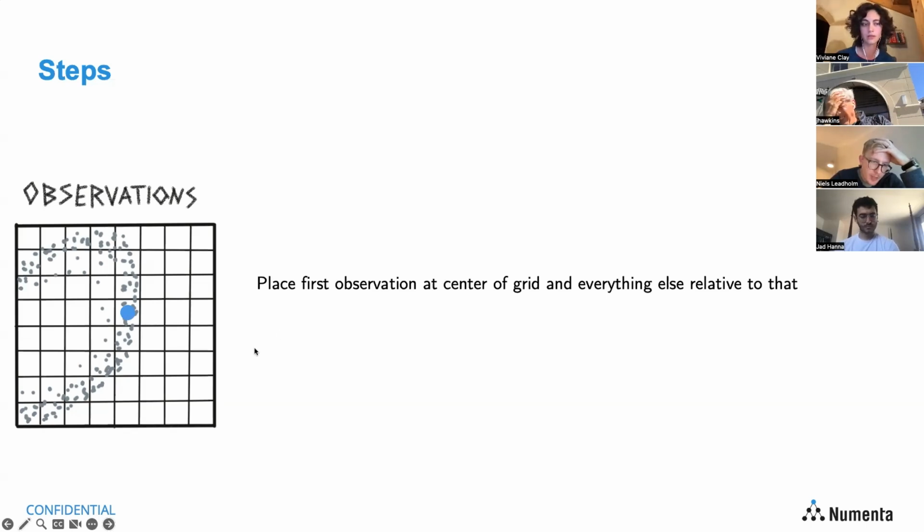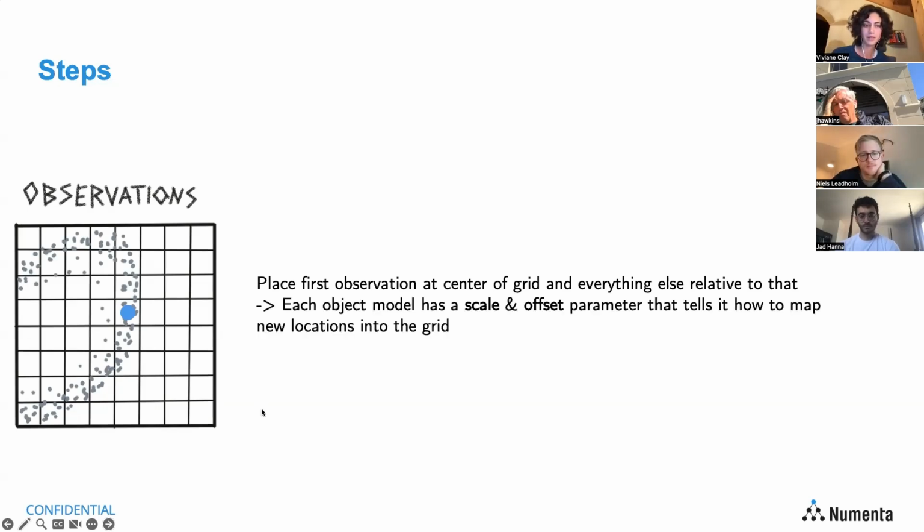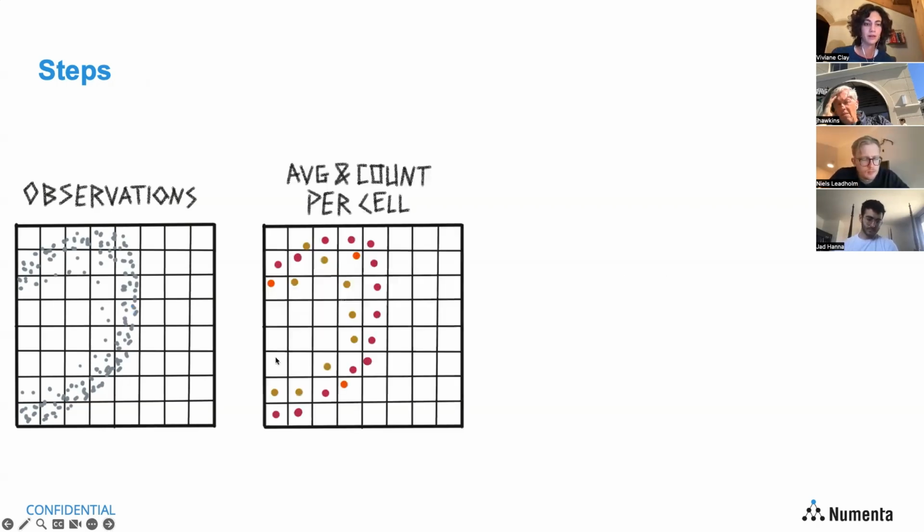Center here, so yeah, because there's an even number of cells, there's no center, so it's just this slightly offset one. And then each model basically has a scale and an offset parameter that tells it how to map new locations into that grid. So every object model has its own reference frame. And then, like I just mentioned, we count up all the observations in a cell, and we average the locations and features. I don't understand this diagram.